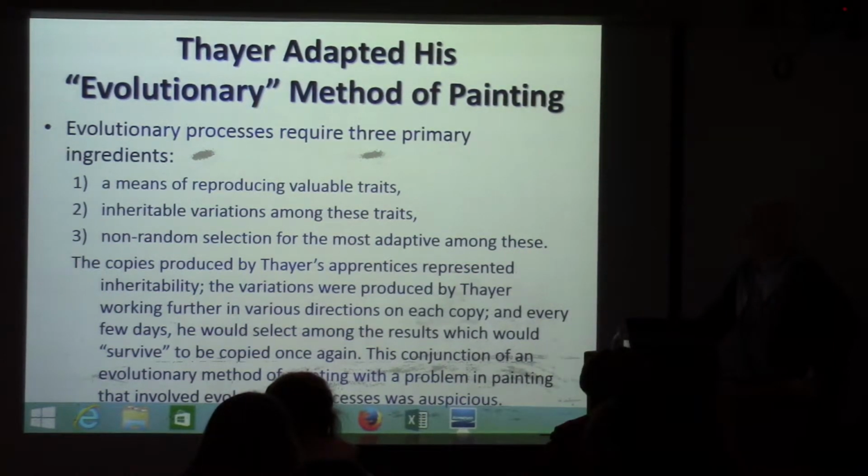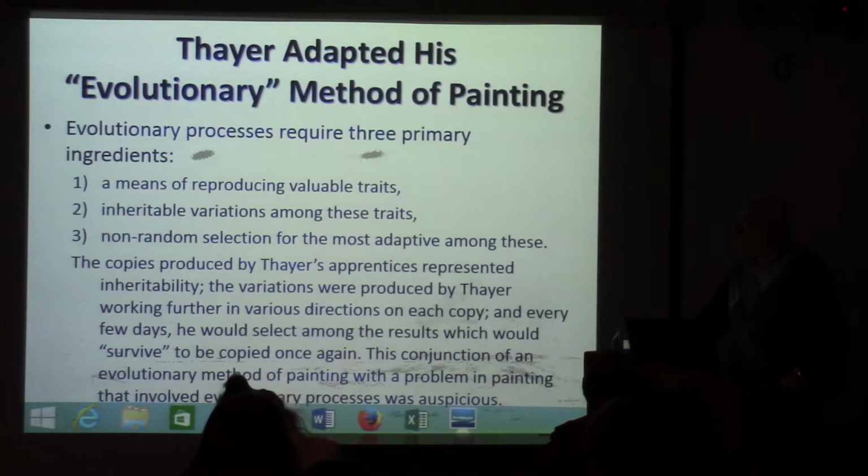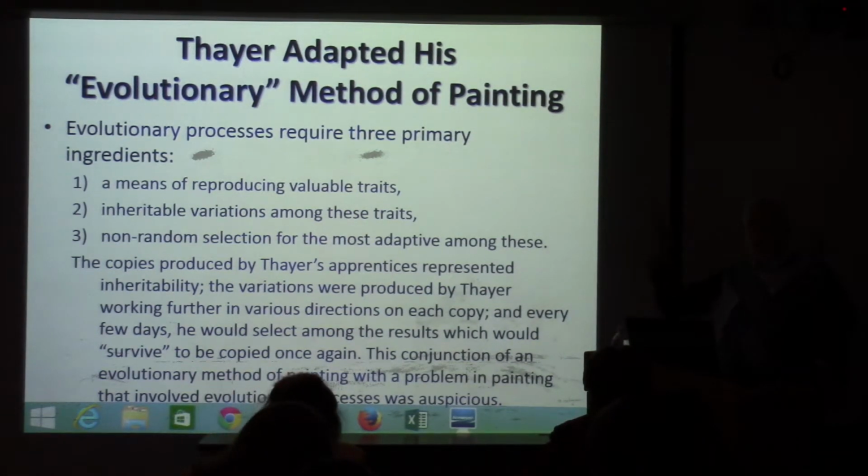His process was to essentially use evolution. So evolution requires that you have a way to reproduce valuable traits, that inheritable variations occur among these traits. That is, they can be passed on, some get selected out, and there is non-random selection. That is, if it's just random selection, you don't move anywhere, but if you only select out the bad ones and you keep the good ones, then something's going to change.